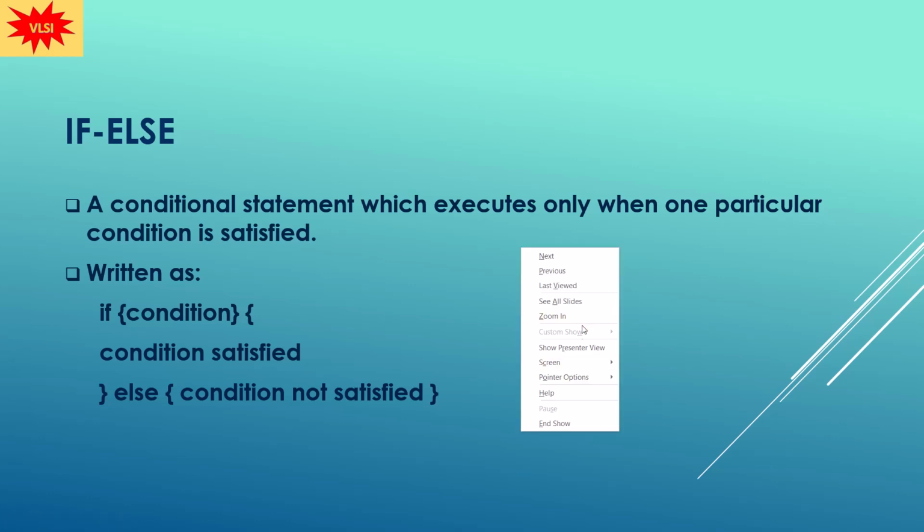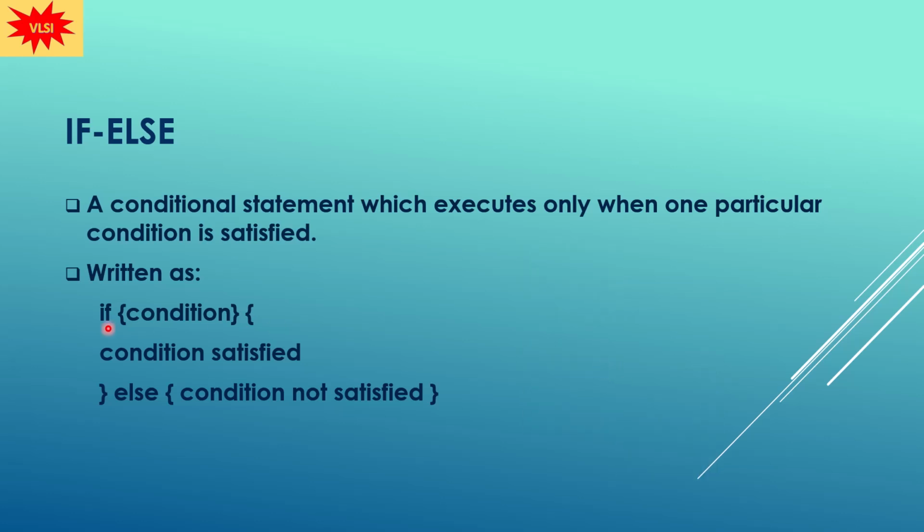Let me turn on the laser pointer so that I can point it better. Now here you see if is the keyword. Then we are writing a condition. This condition needs to be written in curly braces only. If you're writing in any other kind of braces, let's say square or parentheses, the Tcl interpreter won't understand it. So it's mandatory to have them in curly braces. Inside these curly braces, you can use other types of braces. But when you're writing if and then any condition, that has to be in these curly braces.